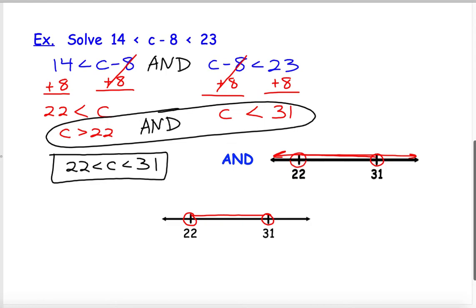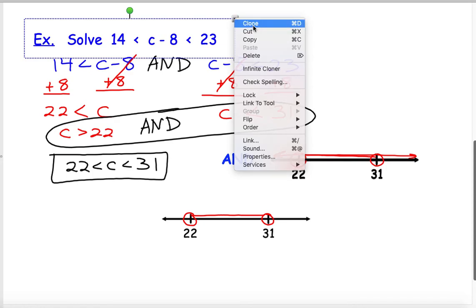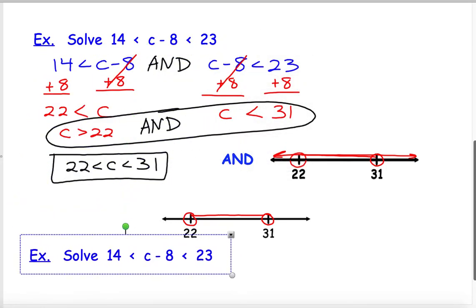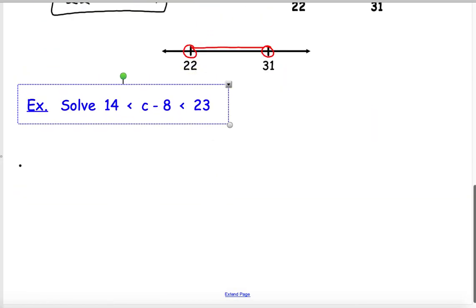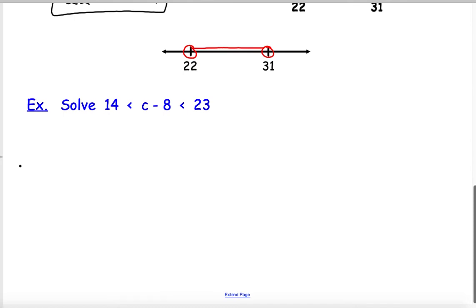Now one last quick thing here. If we took this original, let's clone that, move it down here. You actually don't have to separate them to solve it if you want. You could think of this as, well, there's 3 parts. We have the first part, the second part, and the third part. So as long as we do the same thing to all 3 parts, we can solve this. So you find your variable, it's in the middle. We have c minus 8, so we want to get rid of the minus 8. So we're just going to add 8 to all 3 parts.